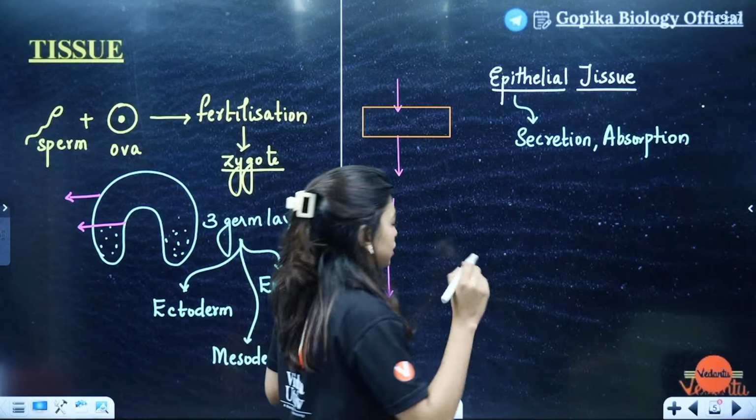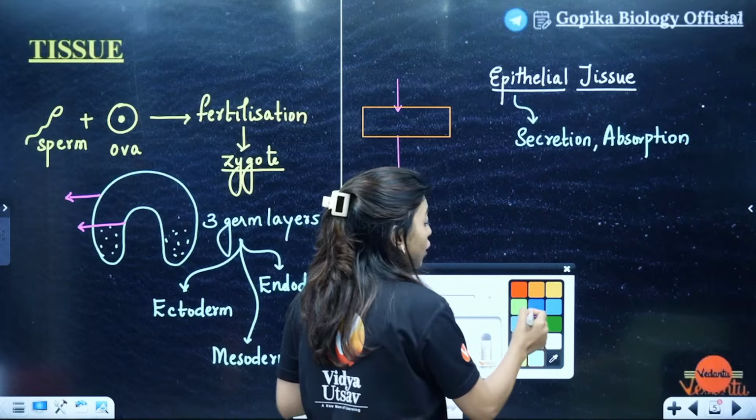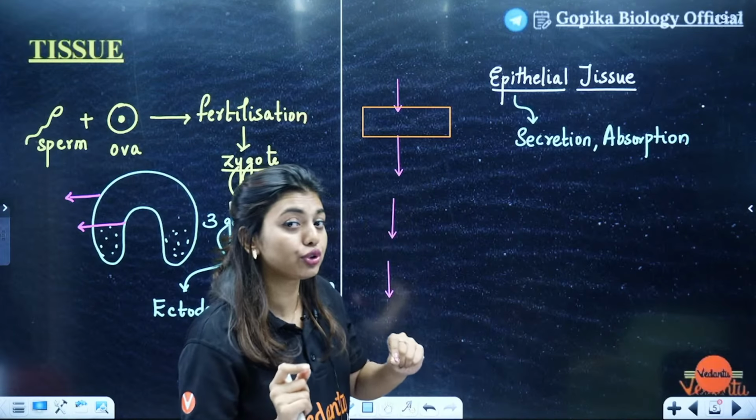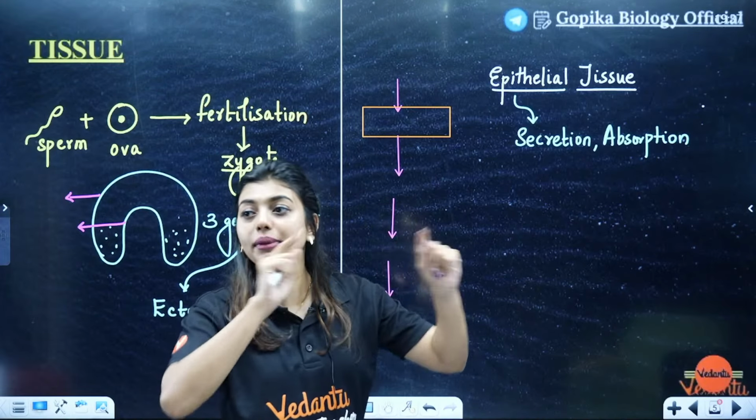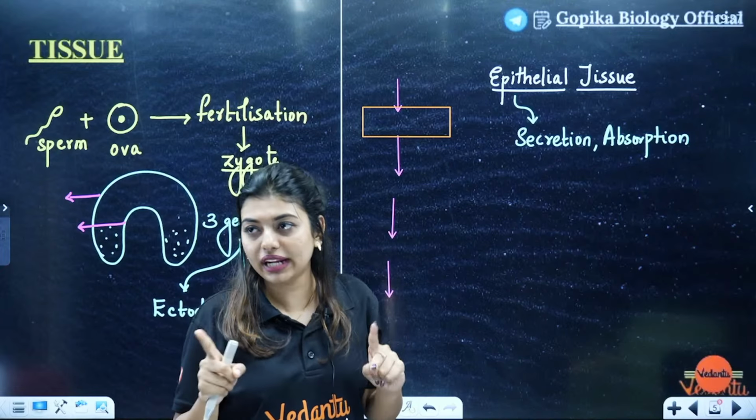They also help in diffusion, other things are there, but mainly I'm going to use it for secretion and absorption. Now I told you I'm going to teach you about origin, and that is why it is very important for you to know what is ectoderm, mesoderm and endoderm.